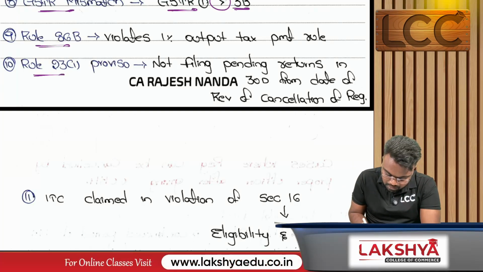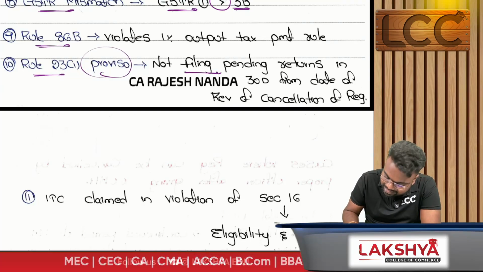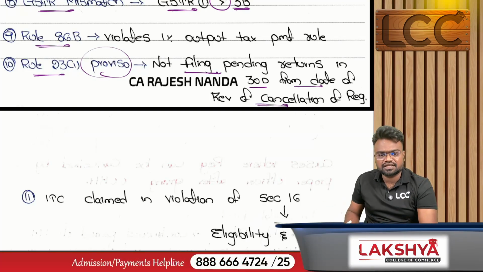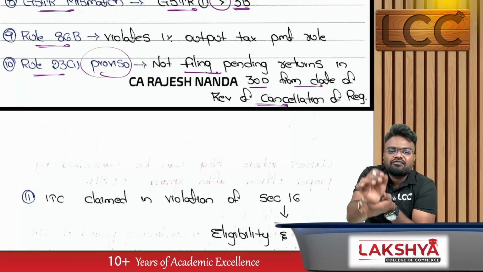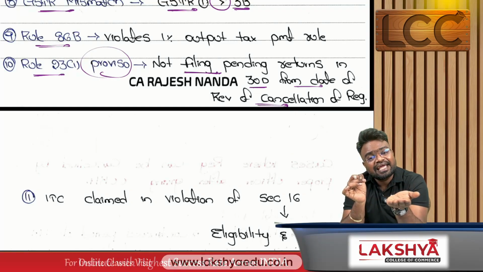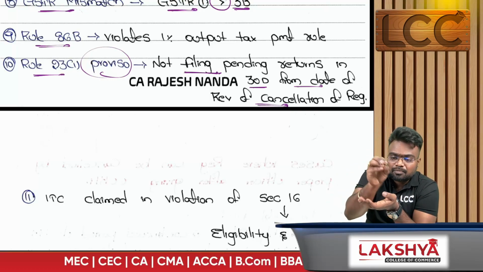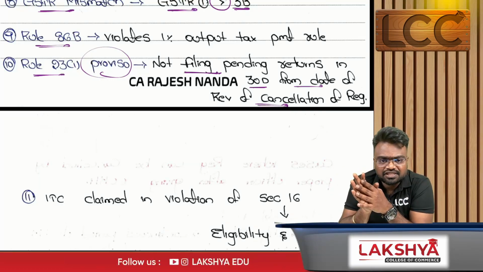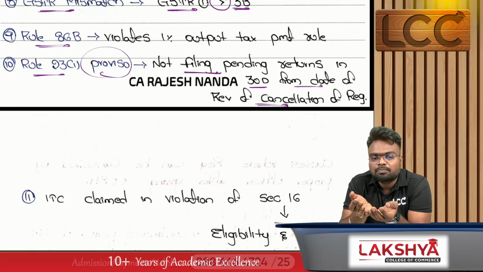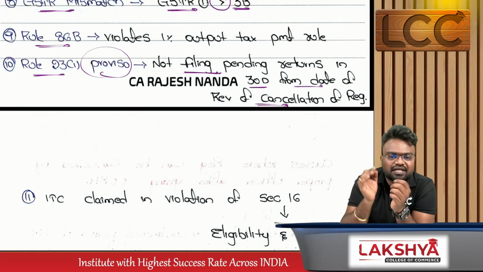Rule 23(1) proviso. What is the Rule 23(1) proviso? Not filing pending returns within 30 days from the date of revocation of cancellation of registration. That means if your registration is cancelled and then revoked, what happens? First, the proper officer cancels your registration. You request the proper officer, please give me my registration back. So the proper officer revokes the cancellation of registration. That means you got your registration.